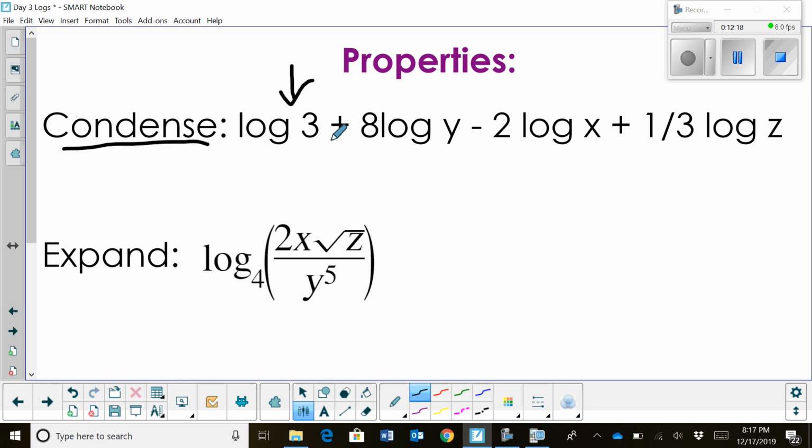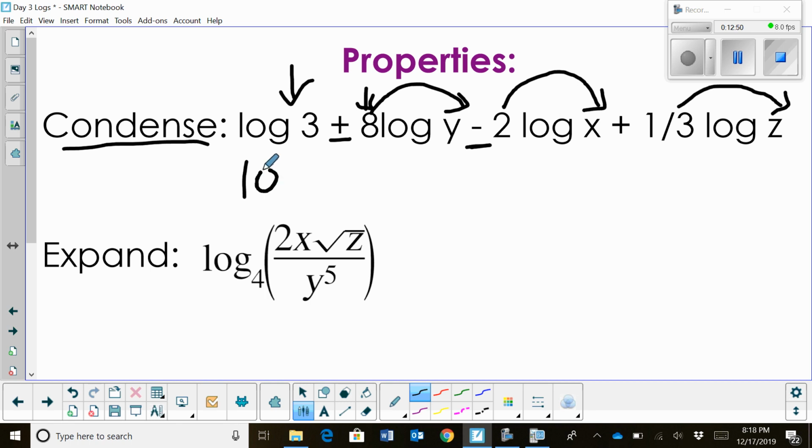So now, anytime you have addition, you're going to have a product. Anytime you have subtraction, you're going to have a quotient. Anytime you have a coefficient to the log, it becomes an exponent on the term. So I'm going to pull these over. These coefficients are going to become exponents. So my first step of condensing is to move my coefficients.